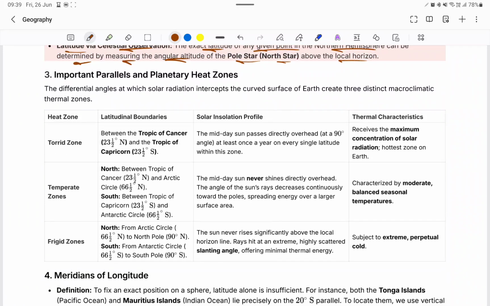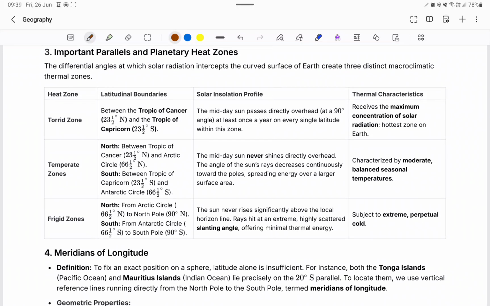Next we have important parallels and planetary heat zones. The differential angles at which solar radiation intercepts the curved surface of the Earth create three distinct macroclimatic thermal zones.